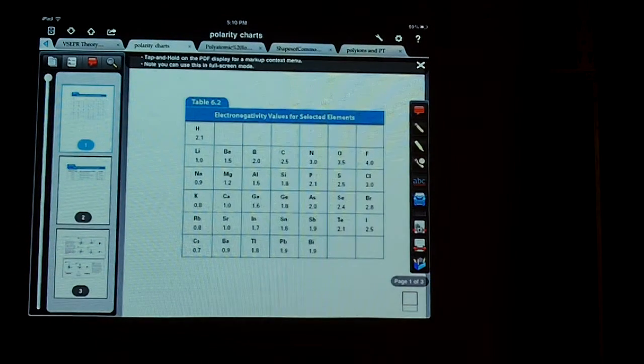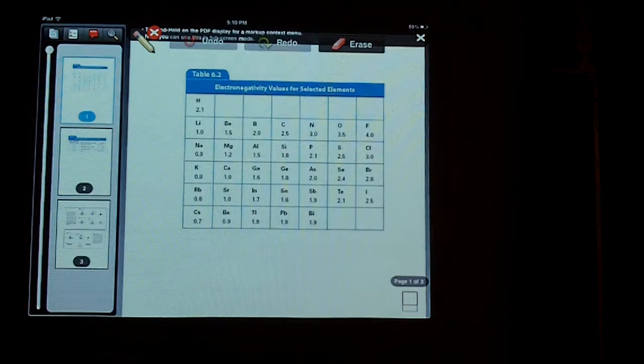Right, so if we take this chart, it is on electronegativity. And electronegativity talks about how much an element tends to pull electrons closer to it. So the higher the number, the more electronegative it is. So if we look at this chart, the most electronegative atom is F, which is fluorine.